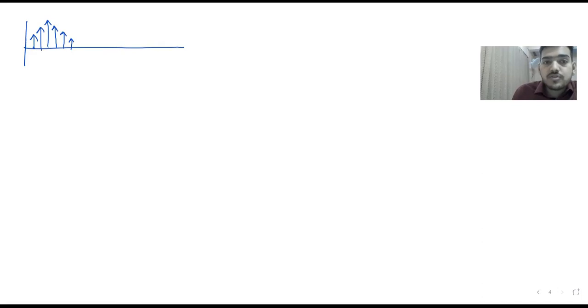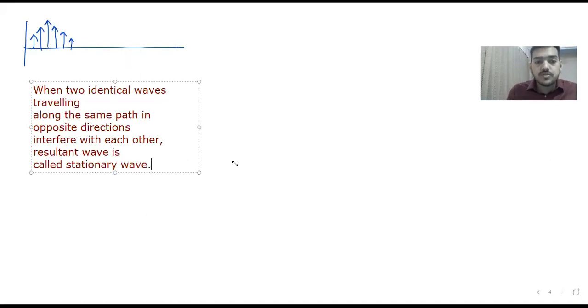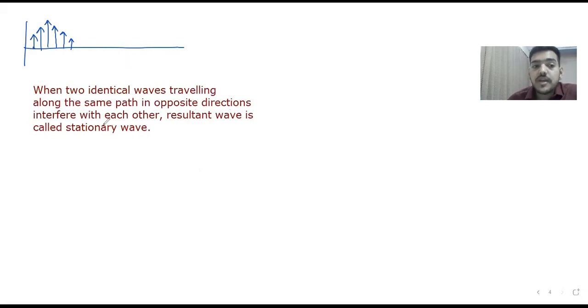So let's see what is the definition of a standing wave. Okay, so here is the definition of a standing wave, students. When two identical waves traveling along the same path in opposite directions interfere with each other, the resultant wave is called a stationary wave. So students, two identical waves have the same amplitude and same frequency, but opposite direction. So this is the definition of stationary wave. Now students, we will see the conditions for nodes and antinodes. So let's go ahead.